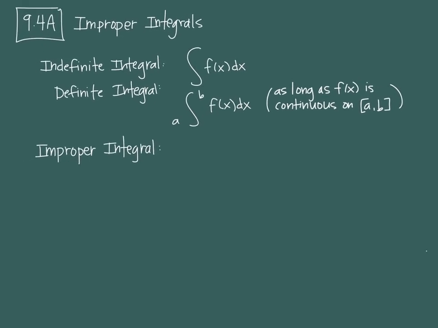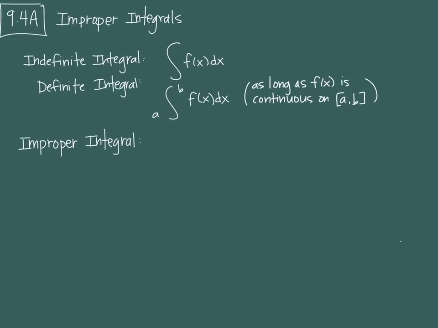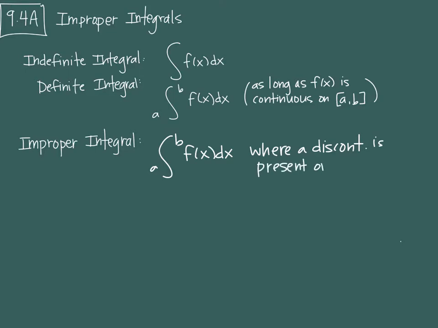Okay, so an improper integral. Couple problems that we could run into. One would be an integral from A to B where a discontinuity is present on the interval from A to B. So that would be considered an improper integral. You can't find the area because there's a big break there or a hole or an asymptote or something. Okay, that would be one kind of improper integral.